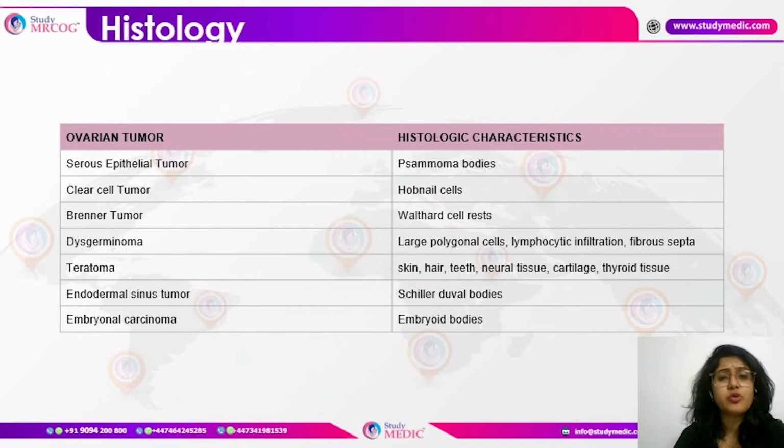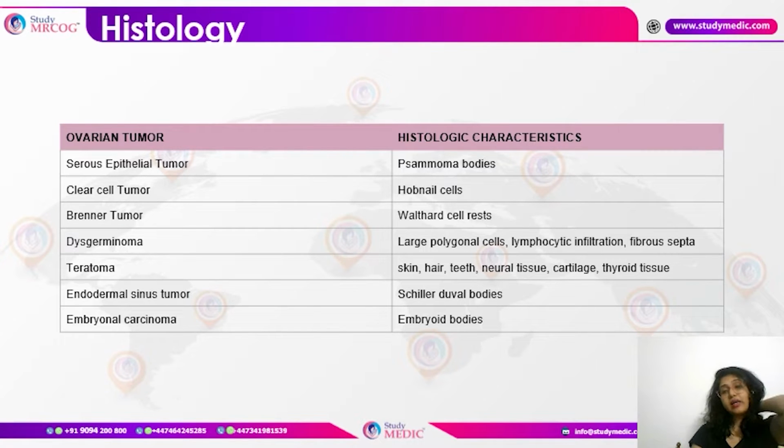Now coming to some of the histological characteristic bodies which are frequently asked. Serous epithelial tumor is associated with psammoma bodies, clear cell tumor with hobnail cells, Brenner tumor with Walthard cell rests, and dysgerminoma with large polygonal cells, lymphocytic infiltration, and fibrous septa. These are the three words which they will mention whenever they want you to diagnose dysgerminoma.